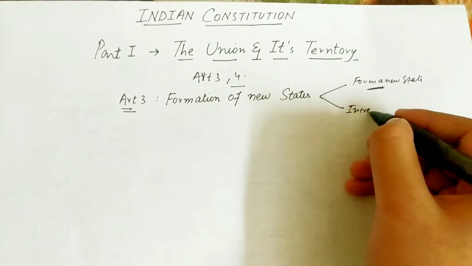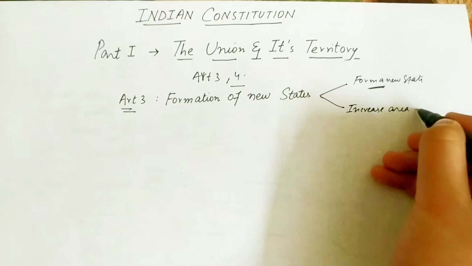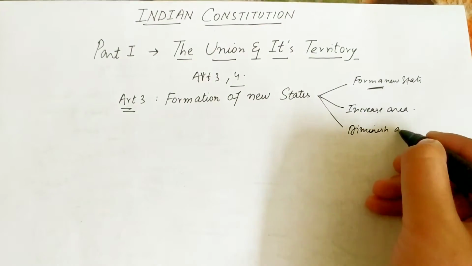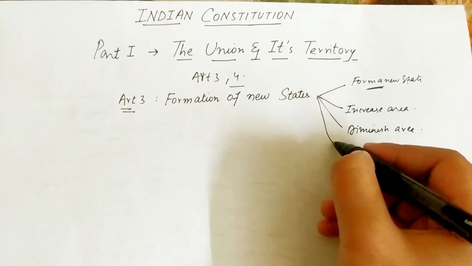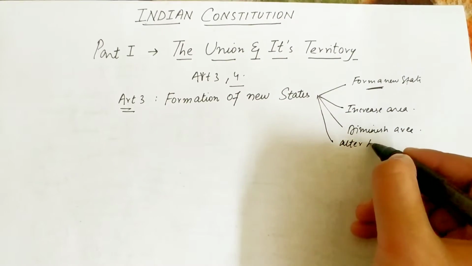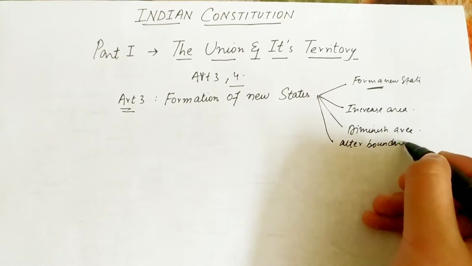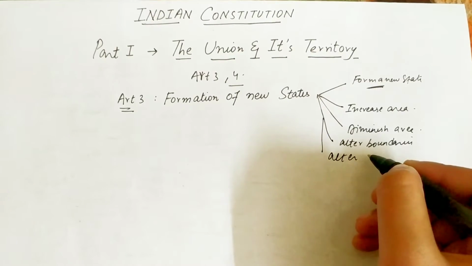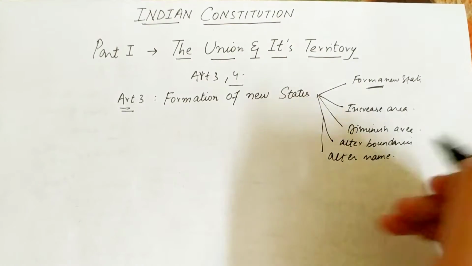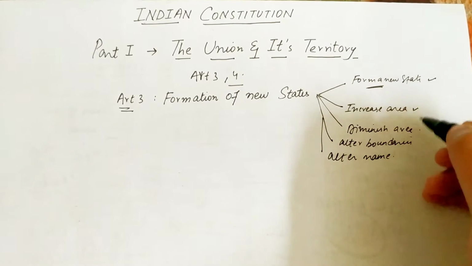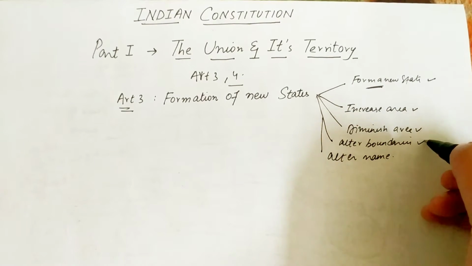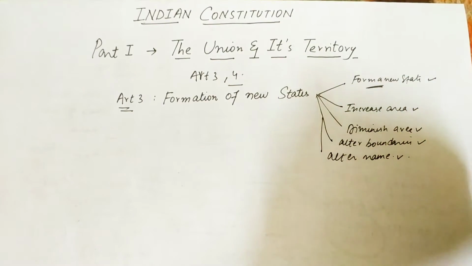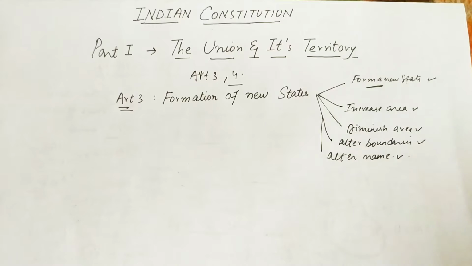Increase the area of the state, diminish the area of the state, alter boundaries, as well as alter the name of the state. Form a new state, increase the area of the state, diminish the area of the state, alter boundaries of the state, as well as alter the name of the state. All this power is vested with the Parliament.